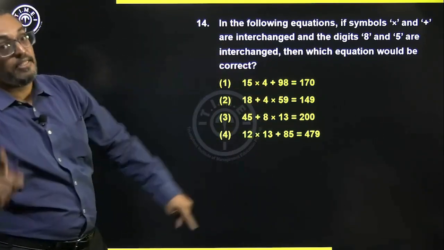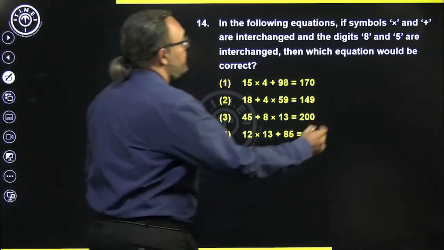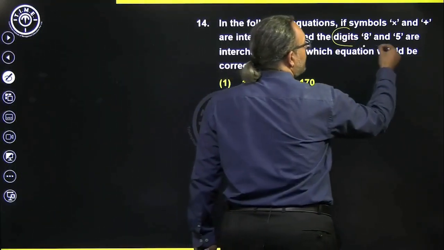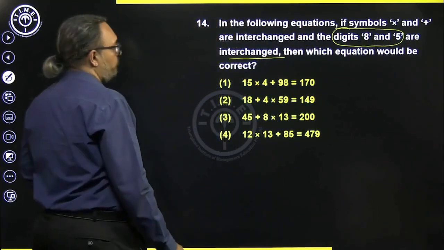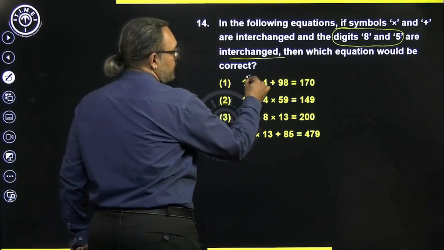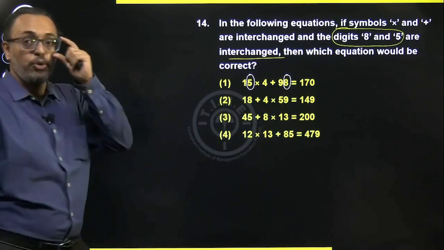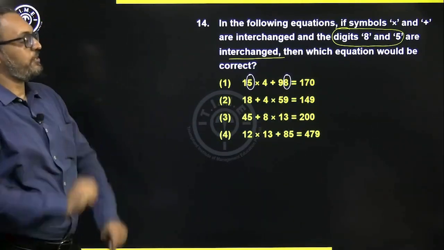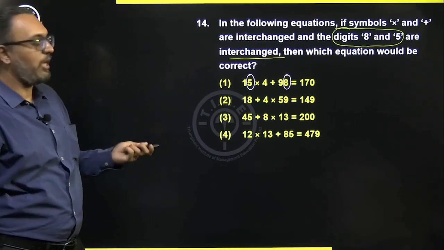And the digits, now see the information carefully here. He says the digits 8 and 5 are interchanged. So when he says the digits 8 and 5 are interchanged, see, these are the digits you have in the first option. They are to be interchanged. Are you understanding the point? Okay. So let's see what happens when I do that.